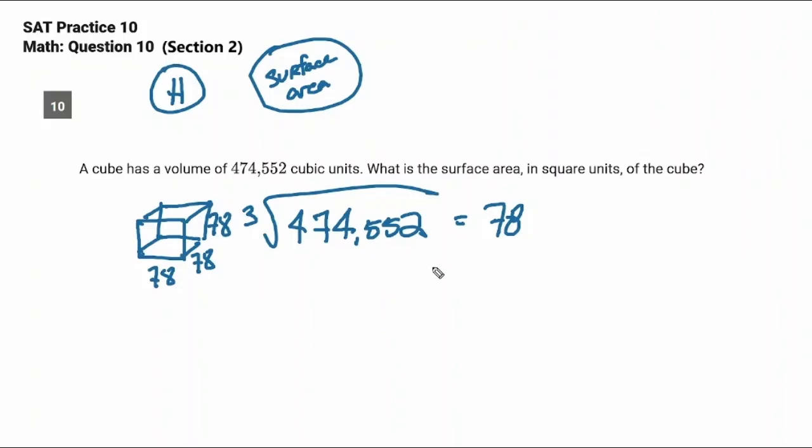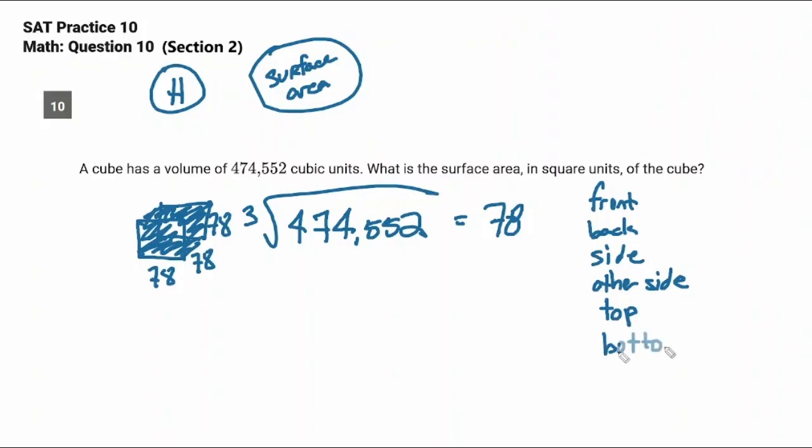What's surface area? Surface area is like when you wrap a birthday present. What do you got to wrap? You got to wrap the bottom, the top, the side, the other side, the front, the back. And you've wrapped up the present. So you got the front, the back, the side, the other side, the top and the bottom. Just do one of these.